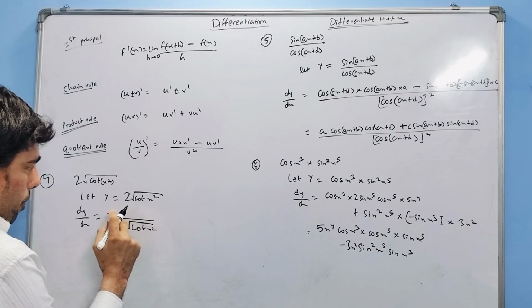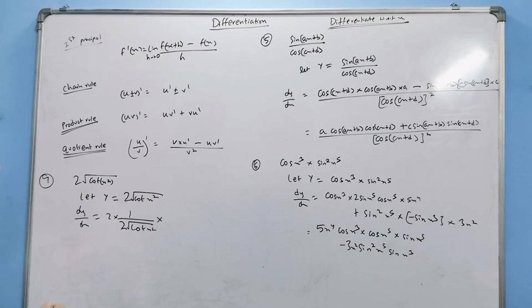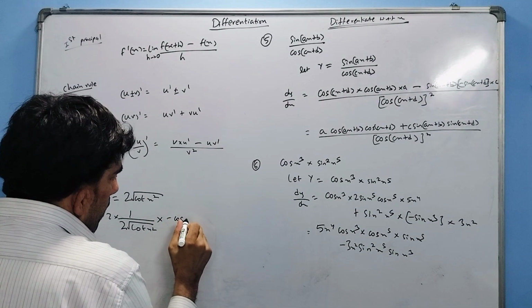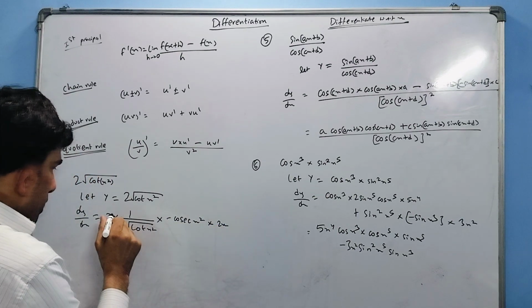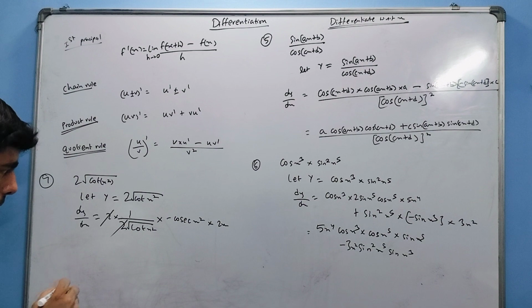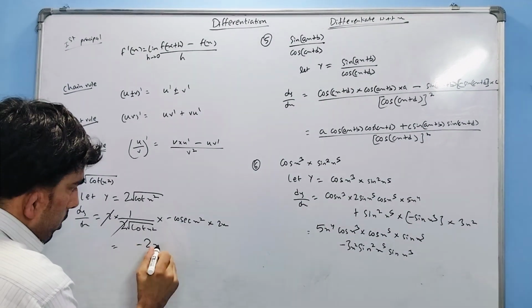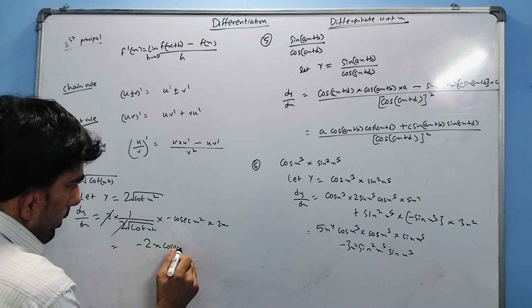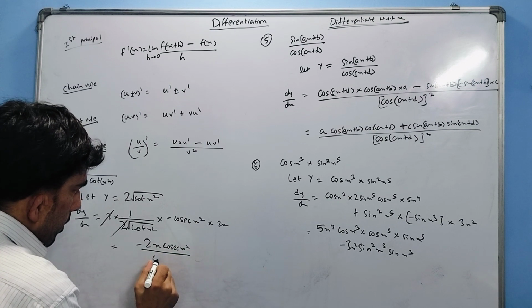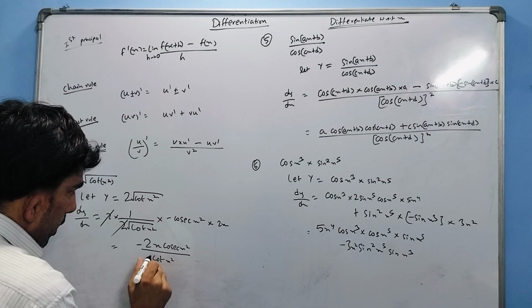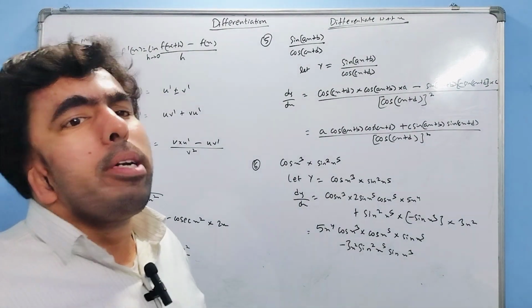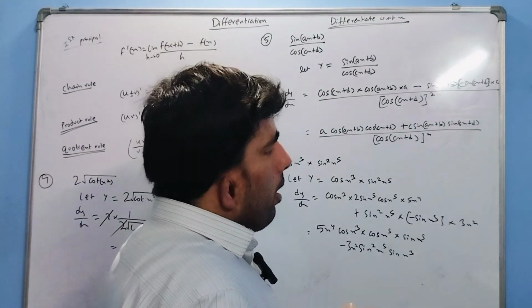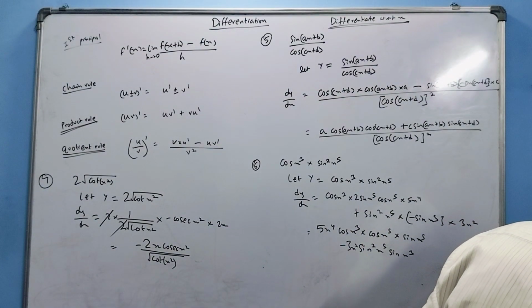And now differentiation of cot x will be minus cosec square x, into differentiation of x square, which will be 2x. So I will get minus 2x cosec square x upon cot x square under root. Okay, so that is how we try to differentiate the function with respect to x. Now let's move ahead. We'll try to solve question number 8.